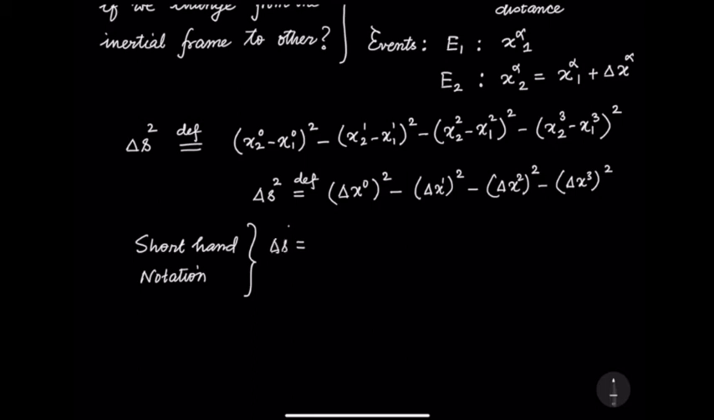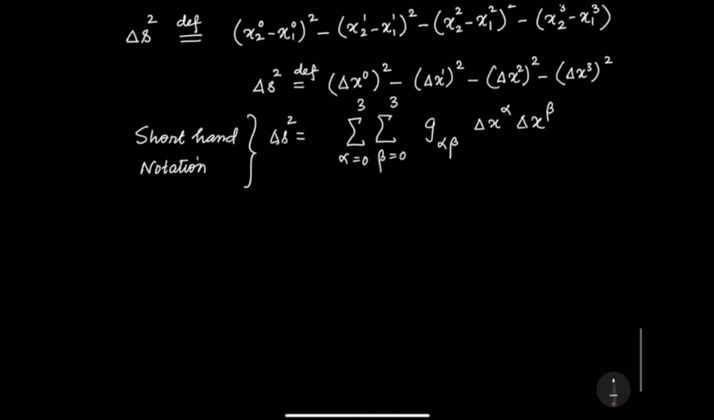Delta s square is summation over alpha from 0 to 3, beta also from 0 to 3, and then I introduce this quantity g alpha beta. It has two indices, which essentially means alpha can vary from 0 to 3, beta can vary from 0 to 3. So there are in principle 16 values of g alpha beta. And if I compare the previous line with the previous line, we can find out what our g alpha beta is.